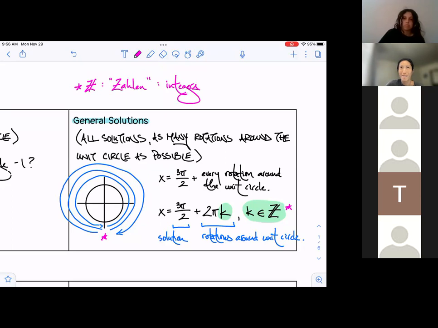All textbooks will print it all fancy and scripty. I just sort of cheat a little bit by writing a regular Z and then a double line down that vertical part. But what does this tell us? It tells us that we know where we're finding our solution, and then we can count around the unit circle as many times as we want. And because k is an integer, we can go in the positive direction or the negative direction. So we don't need a plus minus sign here because our k could be positive or negative.